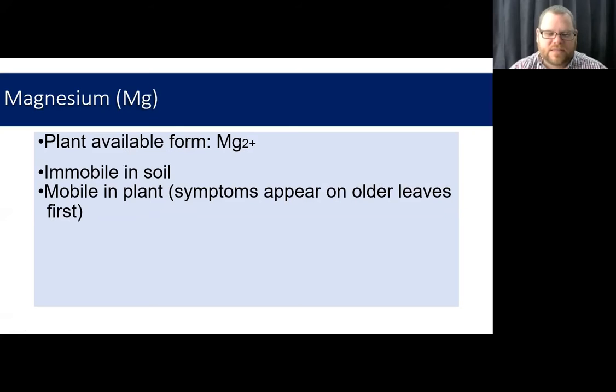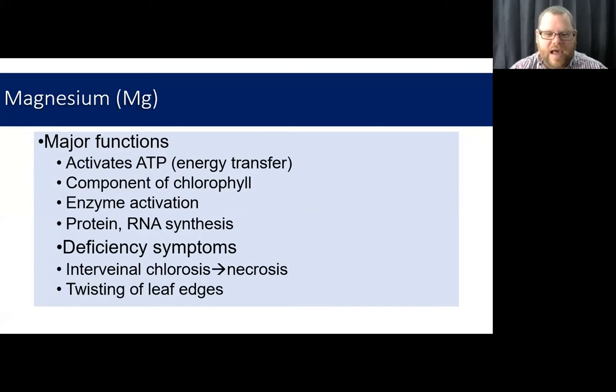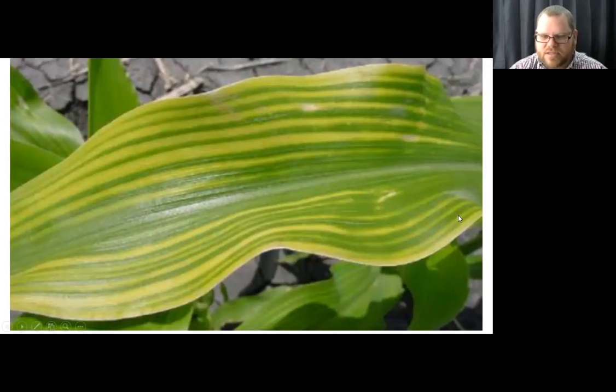Magnesium is immobile in the soil, mobile in the plant. It activates ATP or energy transfer. It is a component of chlorophyll, and is involved in enzyme activation and protein synthesis. Deficiency symptoms include interveinal chlorosis or necrosis, and twisting of the leaf edges. So we start to see these wavy edges, and you see those stripes that we start to see too.